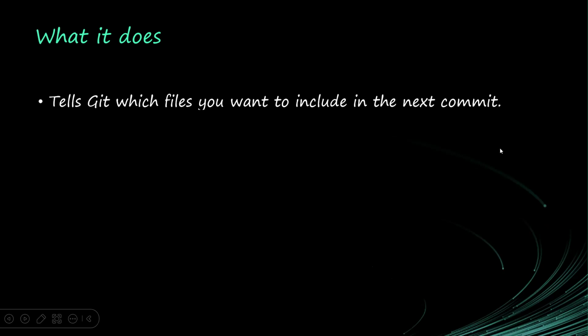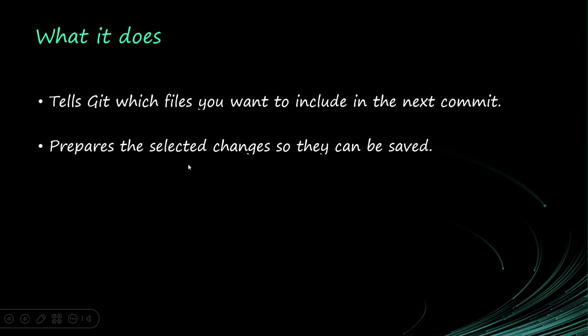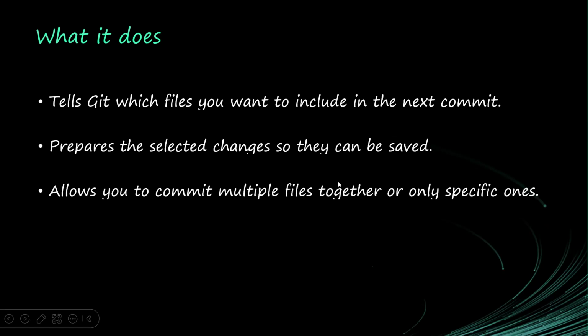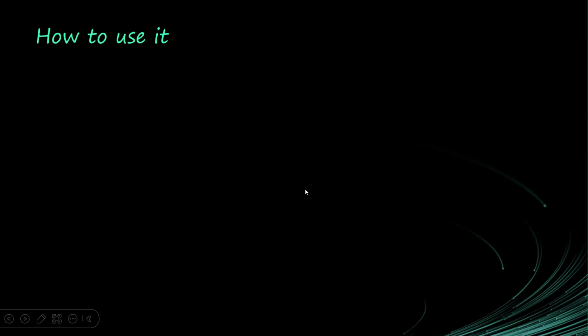Okay. So what git add does is it tells Git which file you want to include in the next commit. All right. It tells Git which files you want to save. It tells you, oh, these are the files I want to save. The next time I want to make my next commit or save all my changes in the history, I want you to include this file. It prepares the selected changes so they can be saved, and it allows you to commit multiple files together or only specific ones. So how to use it?